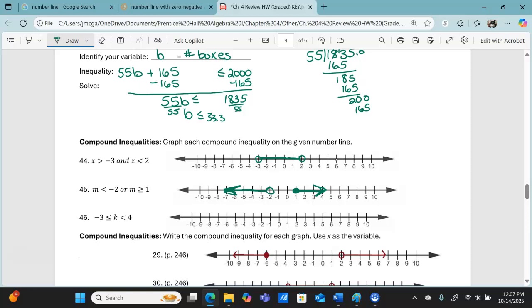This is an and situation. So we have a darkened dot at -3 because of that or equal to right there. And then an open circle at 4. And it is the trapped region in between those.